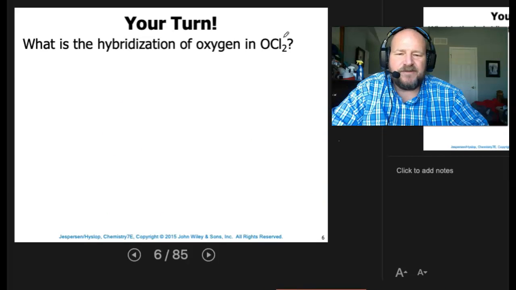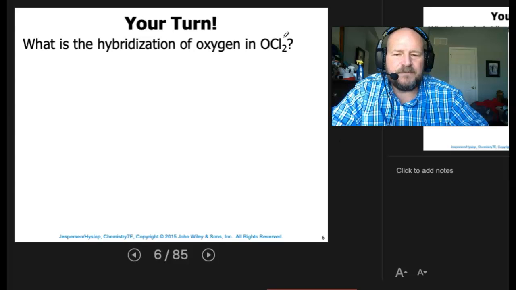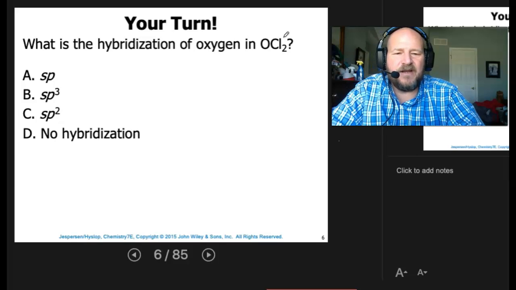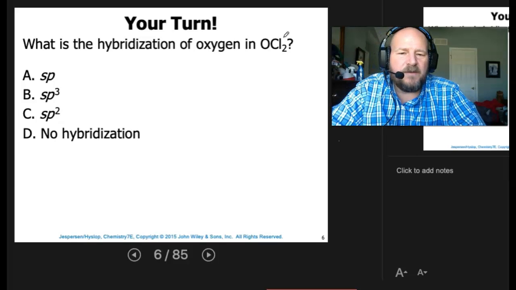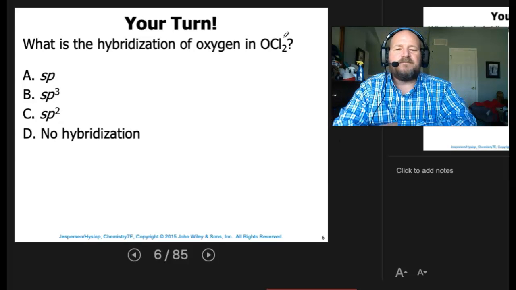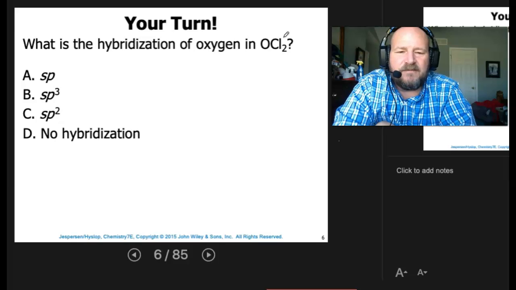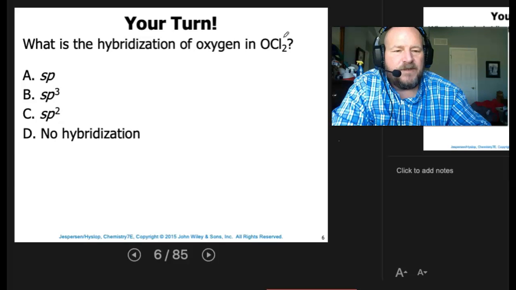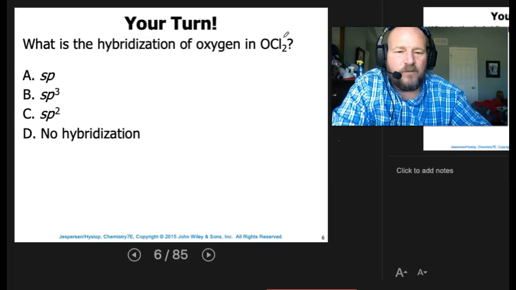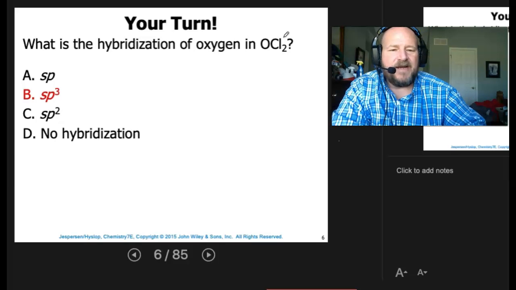So what is the hybridization of oxygen in OCl2? Is it sp, sp3, sp2, or no hybridization? So now again, if we think about domains and electrons in general, we know that oxygen has 6 valence electrons. Chlorines each have 7. It's going to be 14, for a total of 20 electrons. And of course, hopefully, if you think of oxygen as being a tetrahedron, from the basic, just 4 bonding domains, you should arrive at sp3 hybridization.